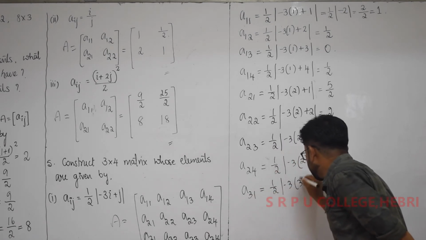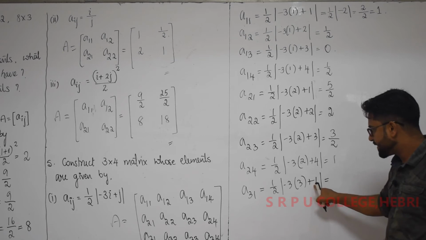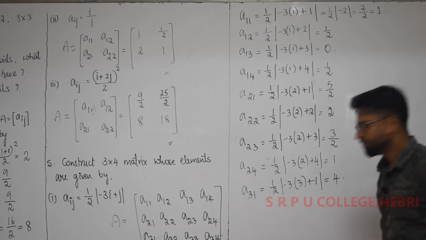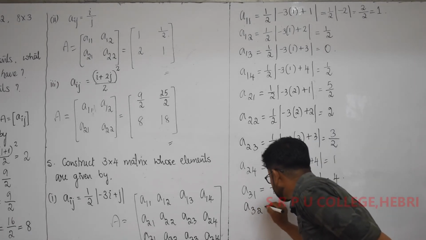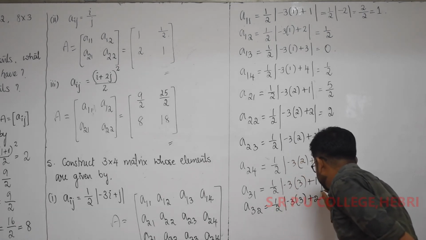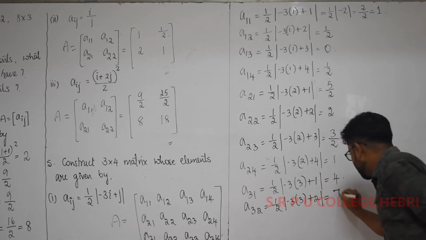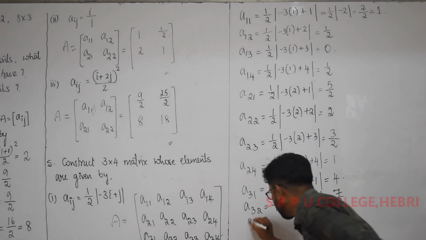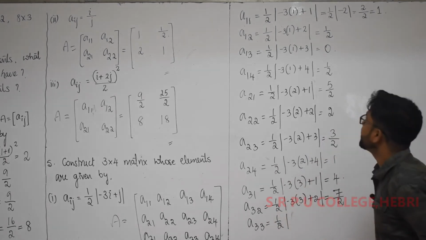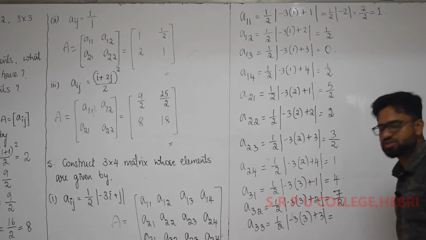A31: half into minus 3 into 3 plus 1, minus 9 plus 1 is minus 8. Because of modulus, plus 8 by 2 is 4. A32: half into minus 3 into 3 plus 2, minus 9 plus 2 is minus 7, this will be 7 by 2. And A33: half into minus 3 into 3 plus 3, so this will be 6 by 2.